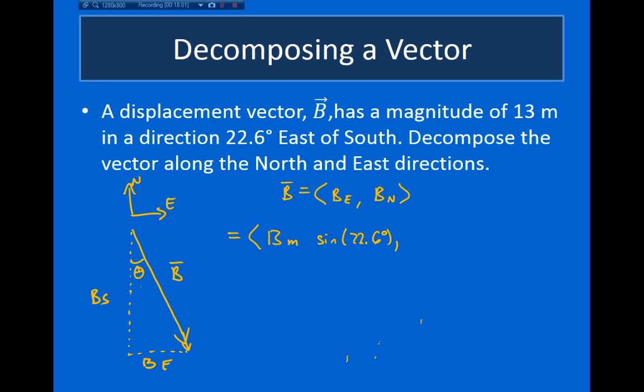The north component, well, we can see that the vector actually points south, and south is the negative of north. So the north component will be minus 13 meters times cosine of 22.6 degrees. It's cosine because this is adjacent to the angle theta. If I plug this into a calculator, I see that this is 5 meters east and minus 12 meters north, or 5 meters east and 12 meters south. So this is how we decompose a vector.